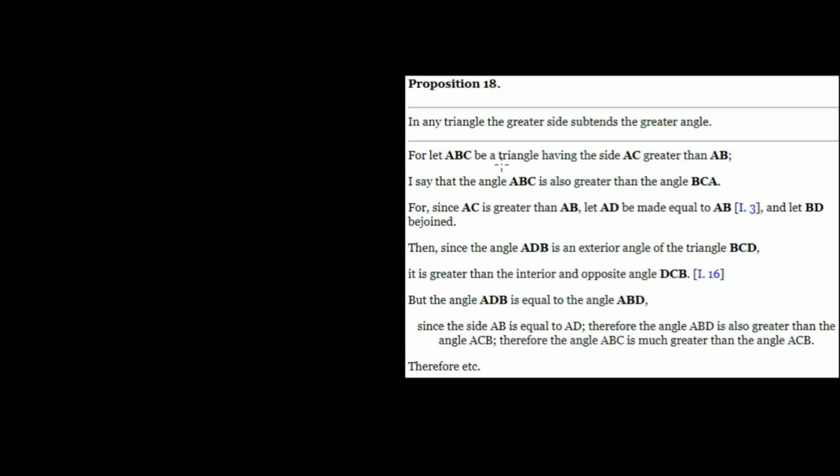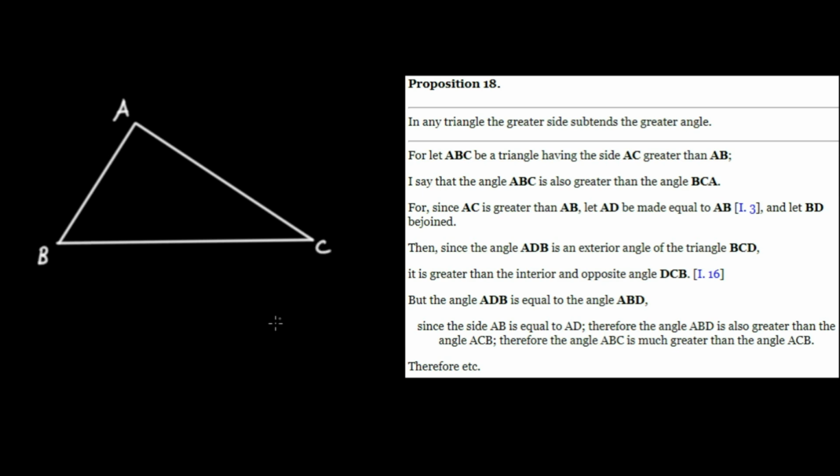For let ABC be a triangle having the side AC greater than AB. So we'll draw this up. This will be our triangle ABC. Label the vertices like so, ABC. Notice that AC is going to be greater than AB.